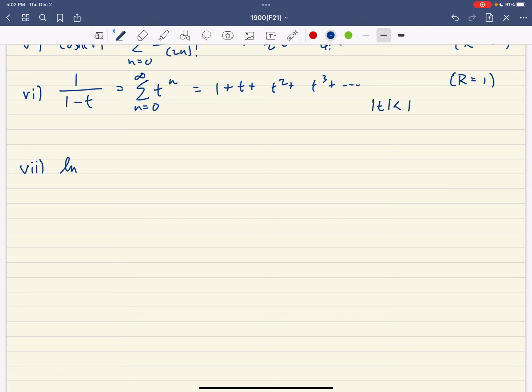We talked about the natural log of 1 plus t. What you do here is differentiate and integrate. Remember, this is the integral of the derivative, which is 1 over 1 plus t. This is now like a geometric series, and when you do everything out, there are some steps. This was in my video in the last section, 11.9. It turns out what you get is negative 1 to the n, t to the n plus 1 over n plus 1. So that's the natural log of 1 plus t.